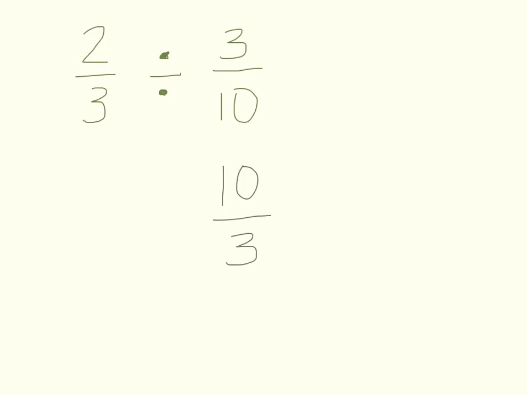The other thing you do is you change the division sign to a multiplication sign, and then you keep your first fraction the same. So now that you have done the flippity flop, you are just going to multiply across. So 2 times 10 equals 20. 3 times 3 equals 9.